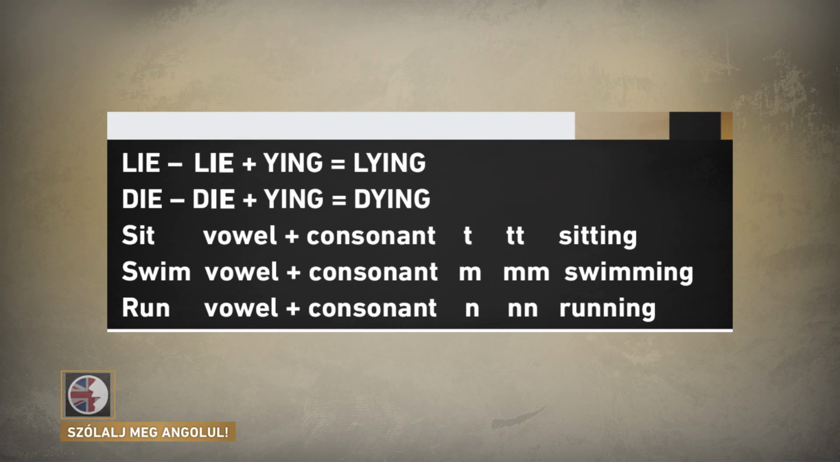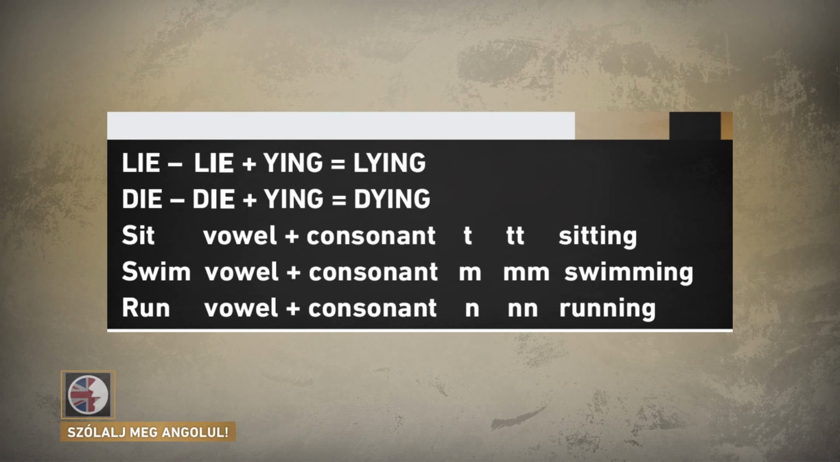Okay, so we know the first area where we have to be careful. If the verb ends in E, we remove the E before adding ing. Good. Now, are there any other places we have to be careful? Yes, there's another rule we need to remember. If the verb ends in IE, then we replace the IE with YING. The baby's not liening on the bed, it's lying on the bed. The tree is not dieing, it's dying.